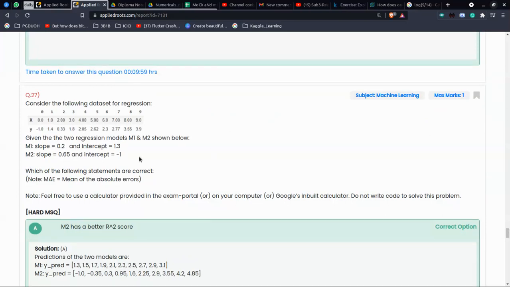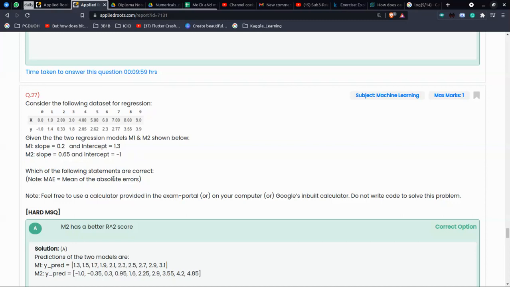So let's do this calculation once. What they've given is x and y values as the data set, and we have two models. M1 slope is 0.2, and the slope is not very cute, like 1 and 2, 3 and 4, where we could do it orally. But for this, we need to use the calculator. How will you do 2.05 multiplied by 0.65? M2 slope is 0.65, intercept -1.